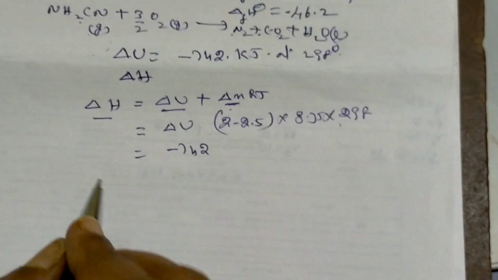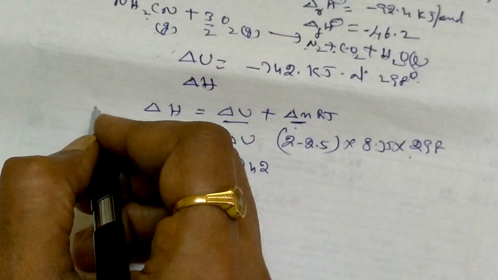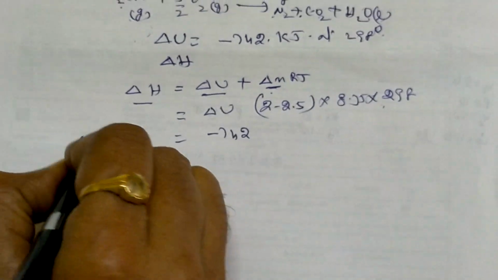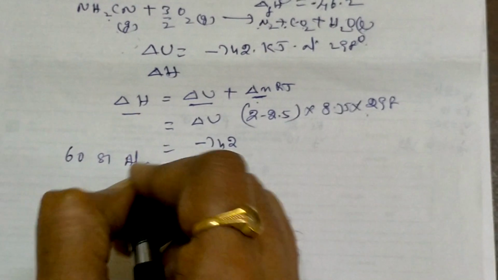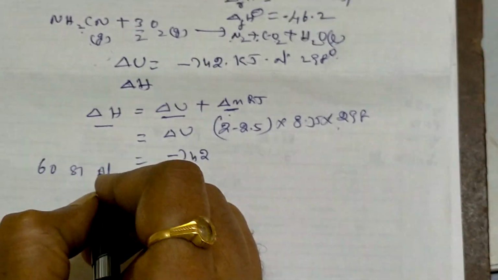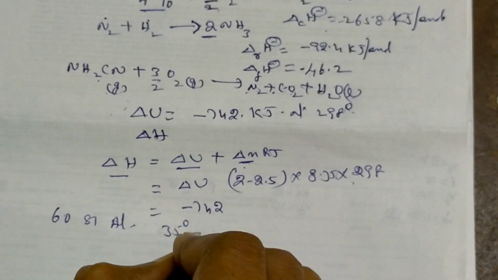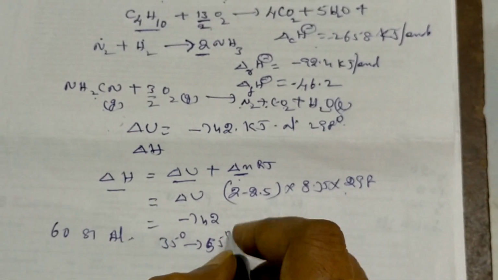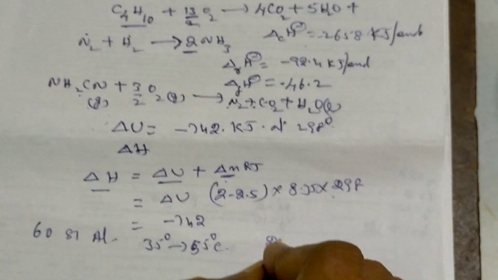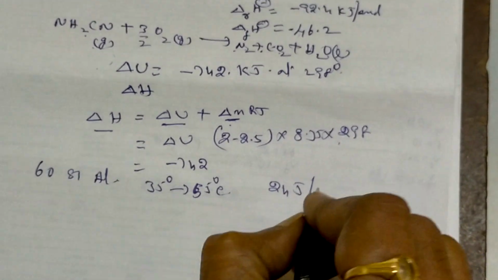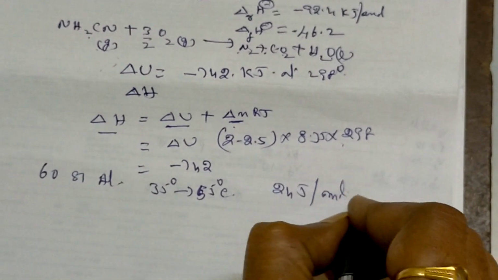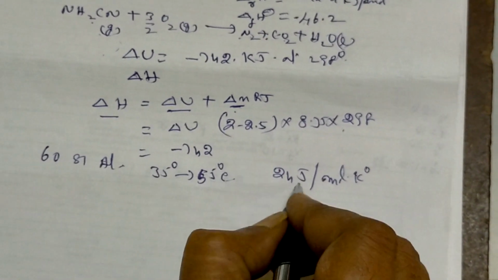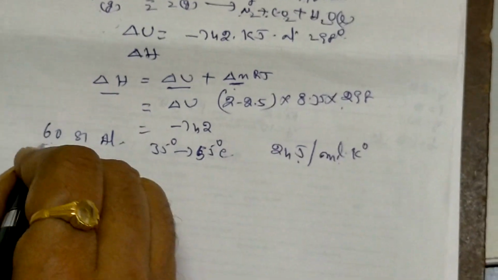Then one more question we will see. Calculate the number of kilojoules of heat necessary to raise the temperature of 60 grams of aluminum. 60 grams of aluminum is taken, and he wants the temperature raised from 35 degrees to 55 degrees centigrade. Very simple, I will tell. Molar heat capacity of aluminum is 24 joules per mole per degree Kelvin.